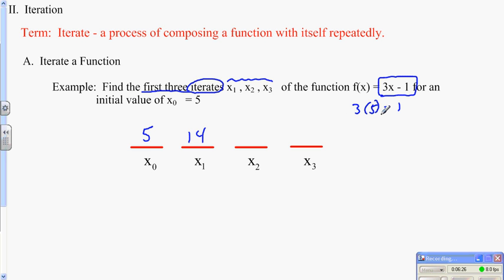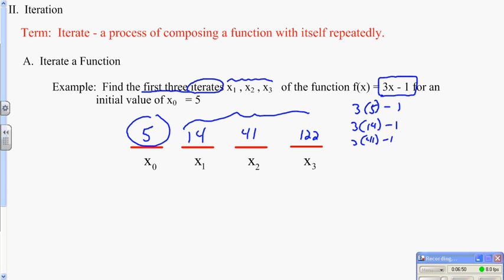Okay, if you plug the next number in, which is 14, you get 3 times 14 minus 1, which is 41. Then 3 times 41 minus 1 gives us 122. And those are the first 3 iterates if we start with 5 and have this algorithm. And this ends lesson 11.6.